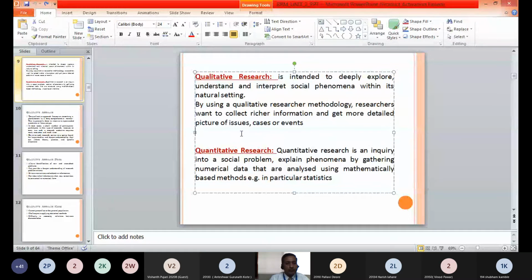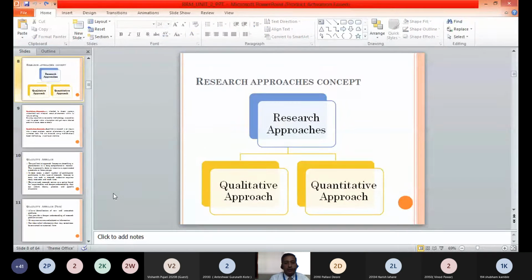So these are two important research approaches we are going to study in detail: qualitative research and quantitative research. These two approaches, the qualitative approach and the quantitative approach, we are going to learn in detail. Are you getting these terms? Are you clear with this now? Yes, sir. Okay.